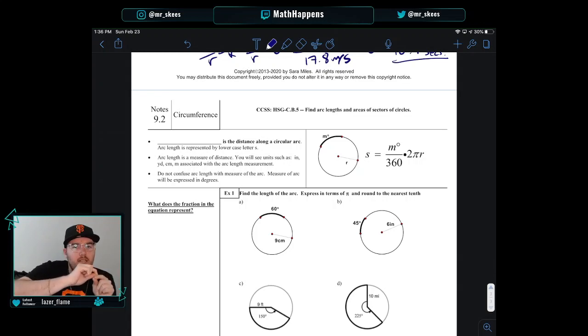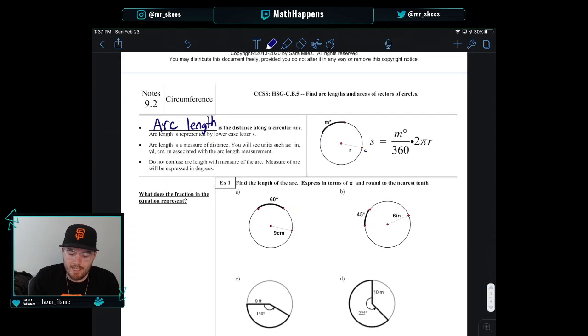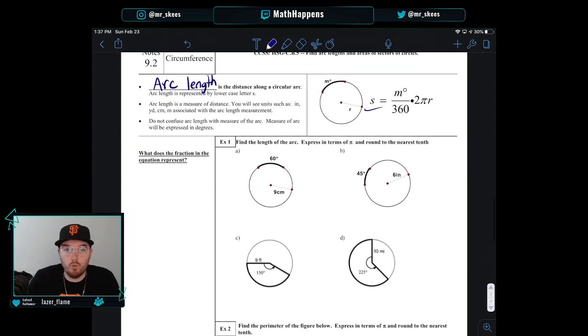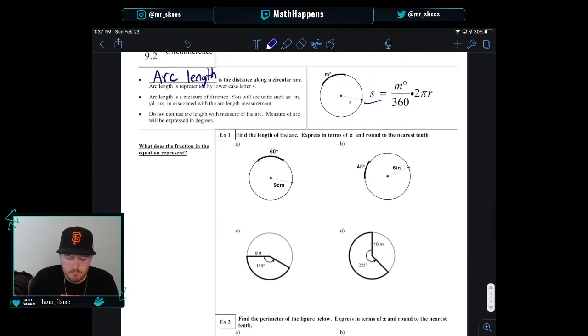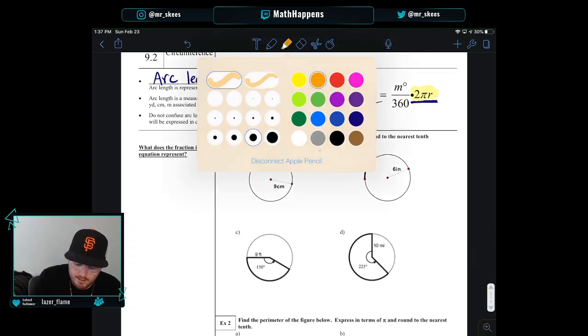But what's the literal length? Like if I were to take a string and put it over that arc and then measure it, what's the actual length? That's called arc length. We use a little lowercase s. I don't know who started that, but that's just how it's done. You use a lowercase s for arc length. And look what's in our equation. 2 pi r is in our equation. So that's circumference.